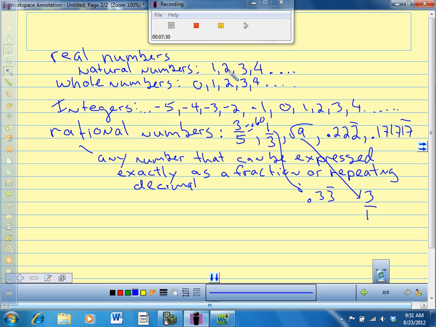So are natural numbers rational numbers? Can they be expressed as a fraction? Yes. Are all rational numbers natural numbers? No. Okay. So we'll make something called a Venn diagram to kind of express how this works, okay? Then we have irrational numbers, and those are numbers that just get crazy all the time, okay?